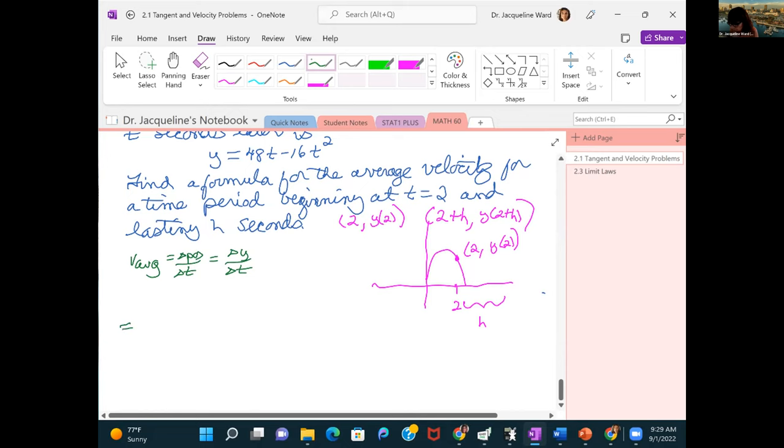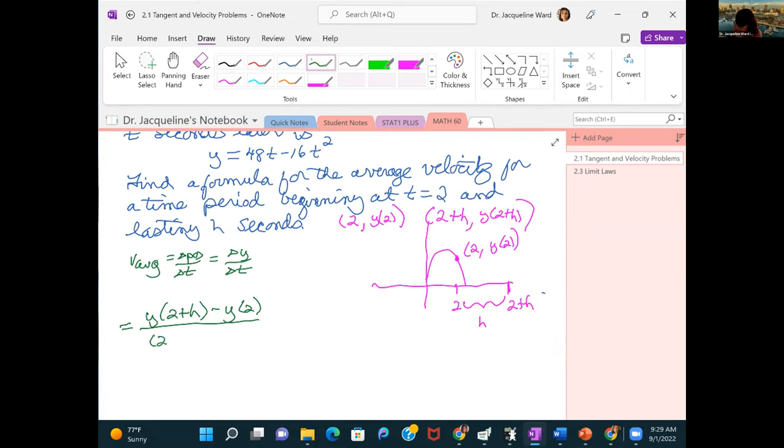Okay, so we've got y of 2 plus h minus y of 2, right? We're doing the change in y's over the change in t's. And then whatever point you end up at is going to be 2 plus h, right? So you've got 2 plus h minus 2. So that's y of 2 plus h minus y of 2. Notice on the bottom, the 2's cancel and you just have an h down there.